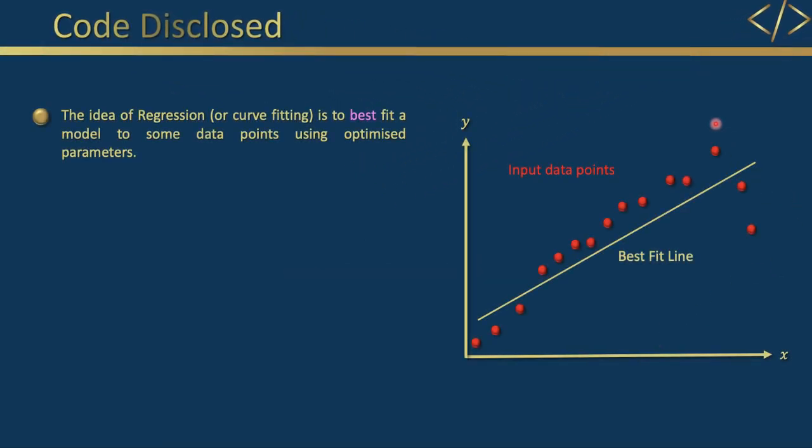So first, let's start with the idea of regression. If we have a bunch of data points, I want to best fit these data points with a model, for example a line, a second order polynomial, or any other curve. This is the idea of regression. The idea of regression or curve fitting is to best fit a model to some data points using optimized parameters.